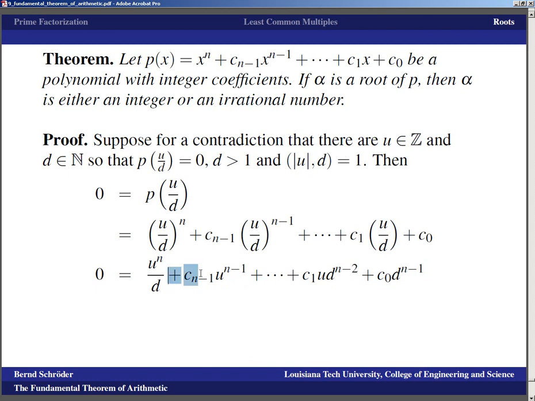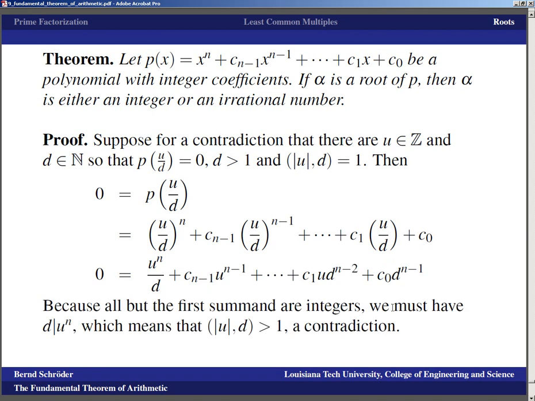But realize now that this sum back here, that's an integer, right? And an integer plus a fraction equals 0, that means that the last fraction is also an integer. So because all but the first summand are already guaranteed to be integers, we must have that d divides u to the n, and that means that d and the absolute value of u have greatest common divisor greater than 1, and that is a contradiction. And so that means that these roots must either be integers or irrational numbers.